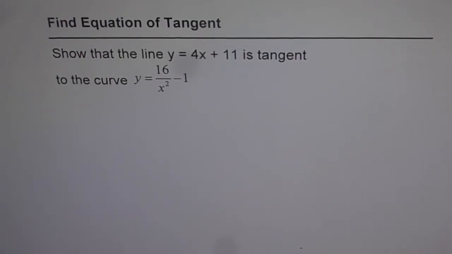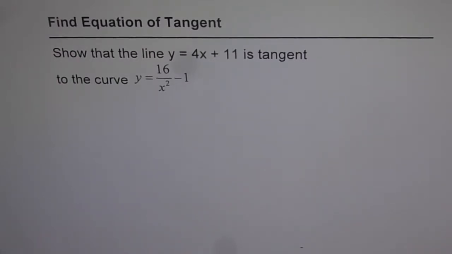We are trying to explore the topic find equation of tangent, and here's a different question. It says show that the line y equals 4x plus 11 is tangent to the curve y equals 16 over x squared minus 1. So in this case we are given the equation of the tangent line, and we need to verify that this is indeed tangent to the given curve.